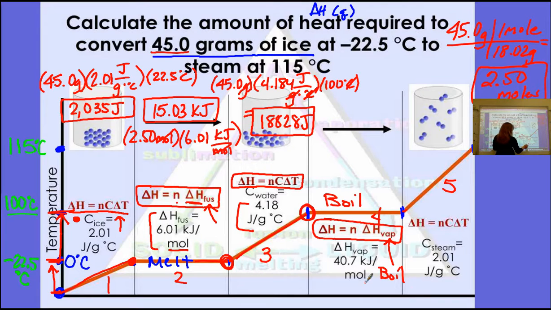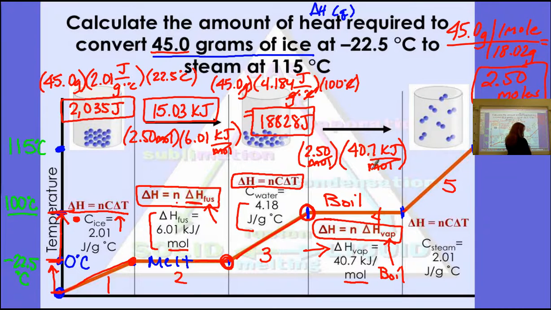My units are kilojoules per mole. So I'm not using 45 grams, I have to use again 2.50 moles. 2.50 moles times 40.7 kilojoules per mole. Again, my constant, make sure you know where this number comes from. Moles cancel. This section, number 4, takes 101.75 kilojoules of energy to boil that, what once was, ice cube.